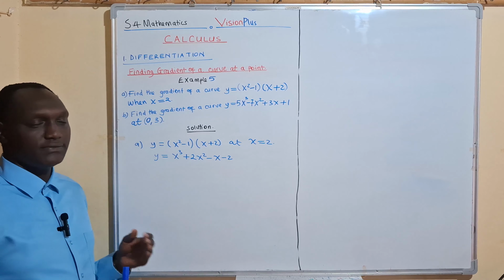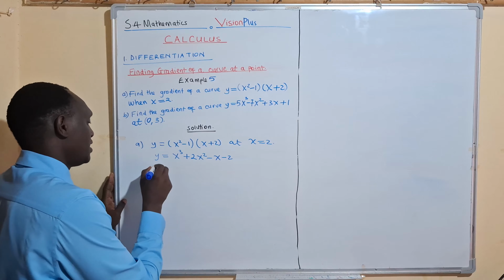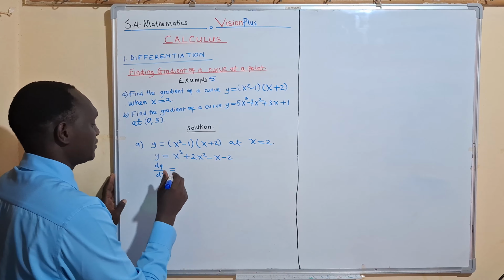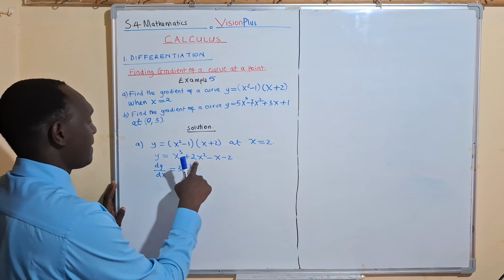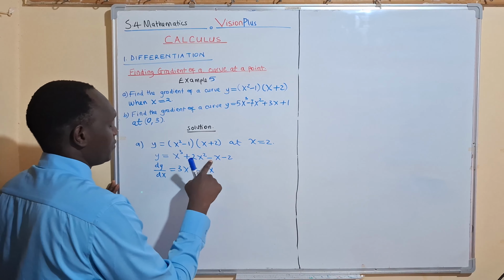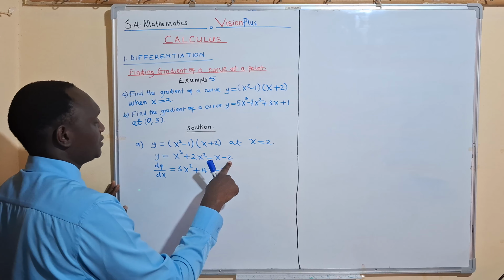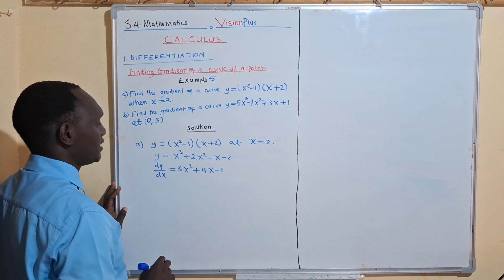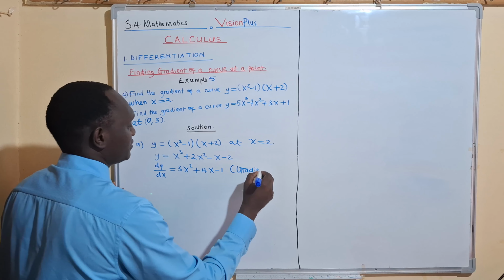Now let us differentiate the curve so that we get the gradient function. Therefore, dy/dx becomes, if we differentiate x cubed, we get 3x squared. When we differentiate 2x squared, it gives us 4x. When we differentiate x, it gives us 1. When we differentiate 2, it gives us 0. So this is the gradient function of the curve.